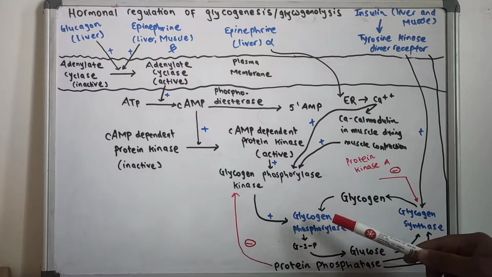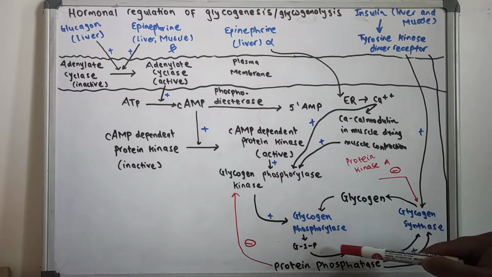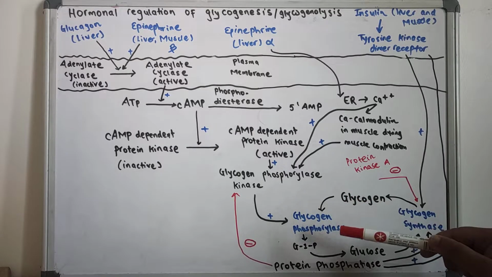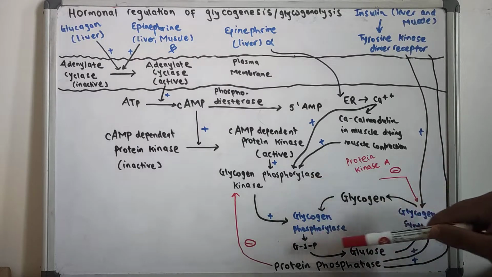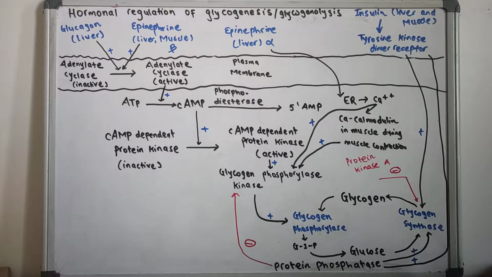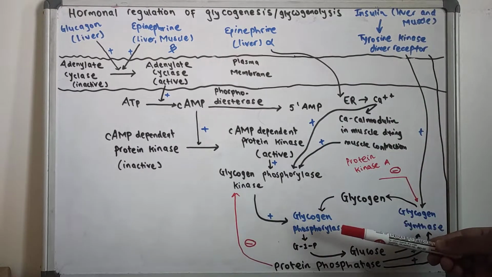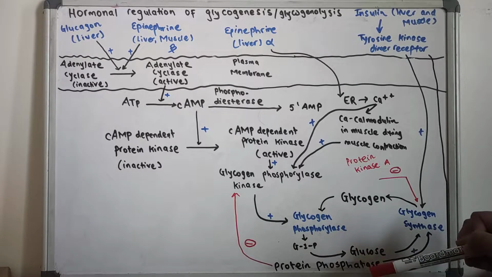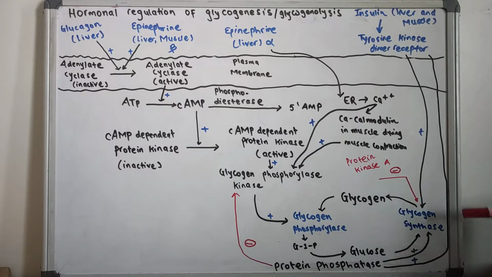The hormones which will enhance the activity of glycogen phosphorylase, that means the hormones which will support and activate it, will increase the conversion of glycogen to glucose. That means there will be more glycogenolysis. On the other hand, the hormones which will activate or increase the action of glycogen synthase will increase the formation of glycogen. So hormones which increase glycogen phosphorylase will increase glycogenolysis, and the hormones which increase the action of glycogen synthase will support glycogenesis.